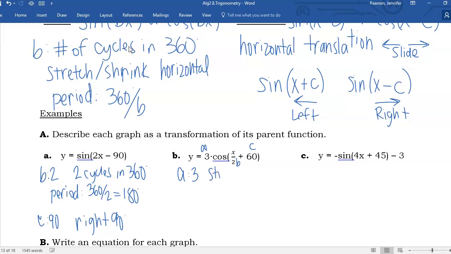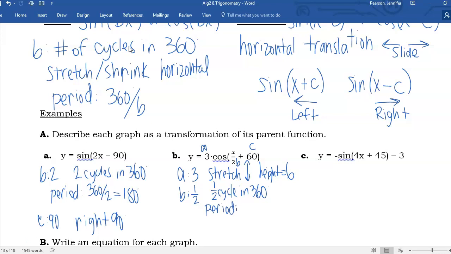So stretch. I'm going to just draw arrows instead of writing vertically. And that the total height is 6. B, not technically 2, technically a half. Because it's going to be invisible 1 over 2. B is a half. So that means we're going to have half of a cycle in 360. Half cycle in 360. And then we can calculate the period to see how long it takes us to finish one cycle.